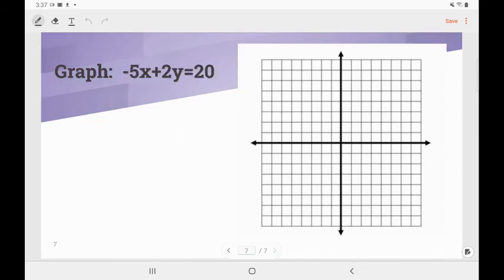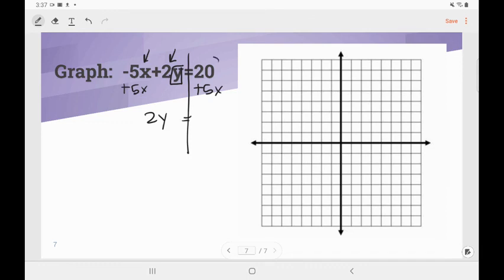Last example, negative 5x plus 2y equals 20. My goal is to solve for y so I can easily graph this. I need to get rid of both the negative 5x and the 2. I always get rid of what is being added or subtracted first. So the 5x is being subtracted, so I'm going to add 5x to both sides.